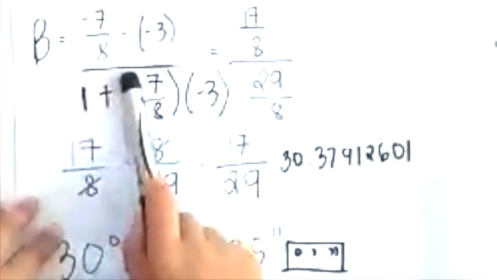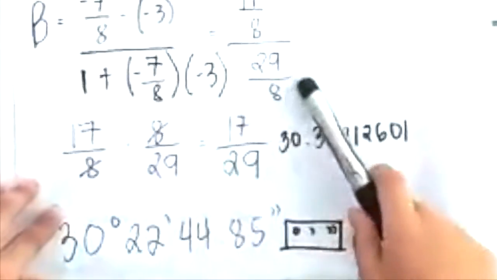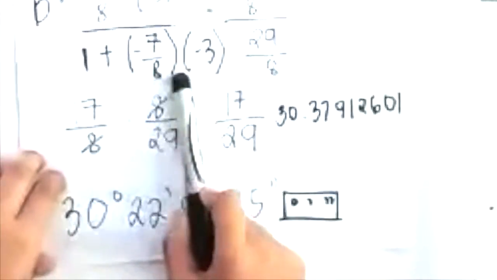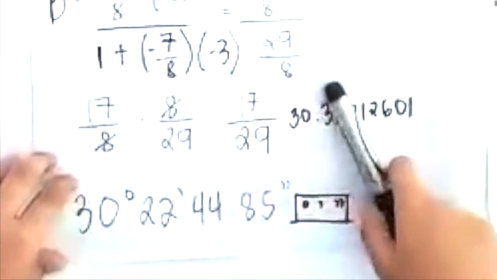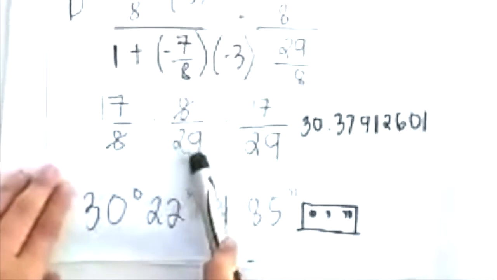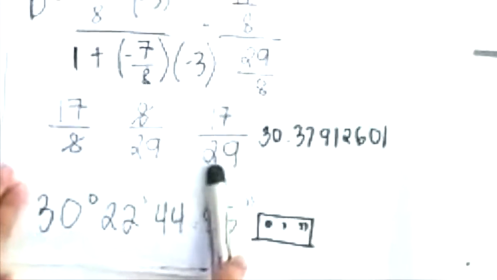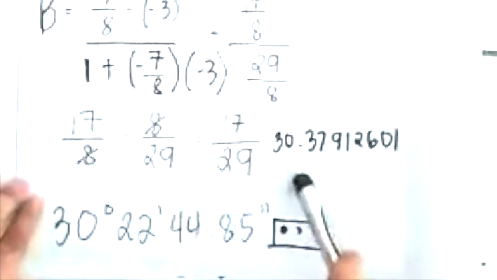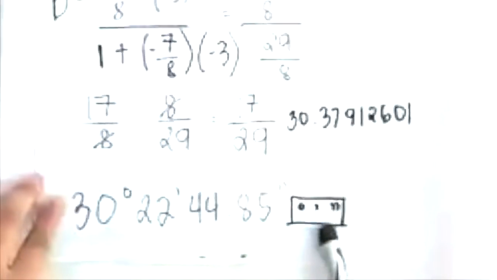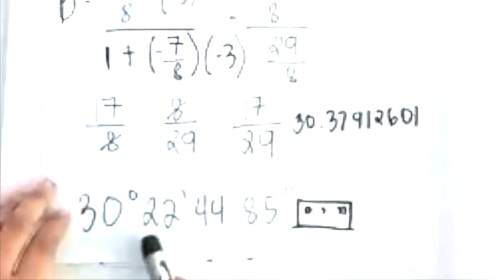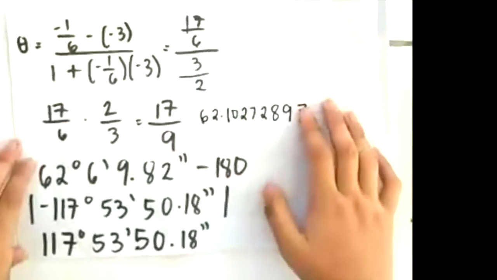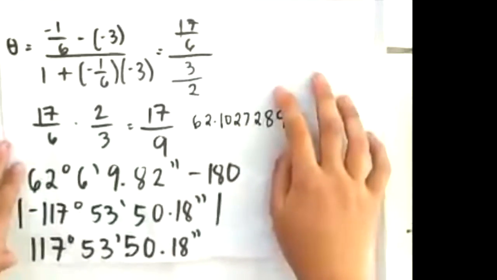Negative 7 over 8 minus negative 3 is equal to 17 over 8 over 1 plus negative 7 over 8 times negative 3 is equal to 29 over 8. As I've said, get the reciprocal of the denominator, then solve. To get the angle, press 17 over 29 on the calculator, then you will get 30.37912601. Press the degree button and you will get 30 degrees 22 minutes 44.85 seconds. This is the theta. Substitute the slopes to their designated places.